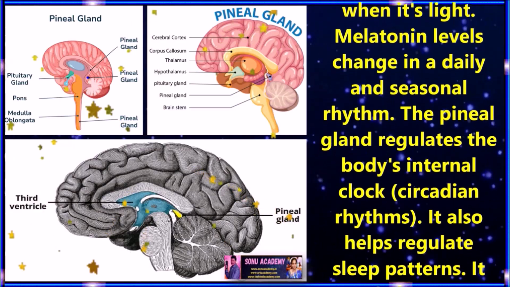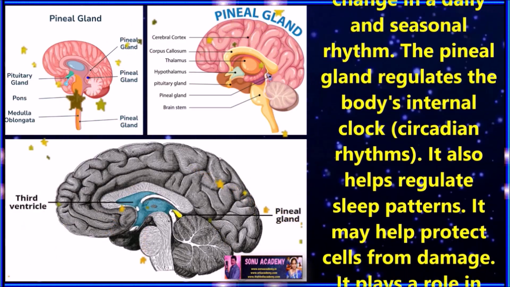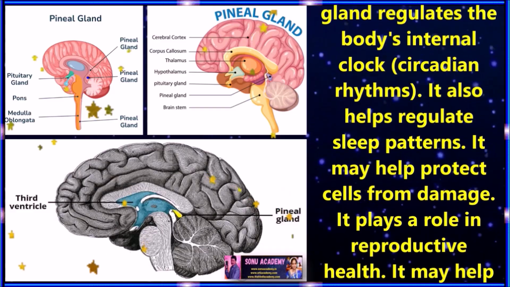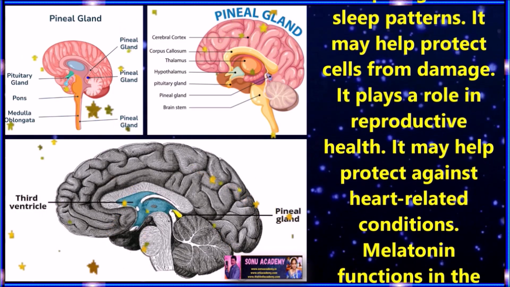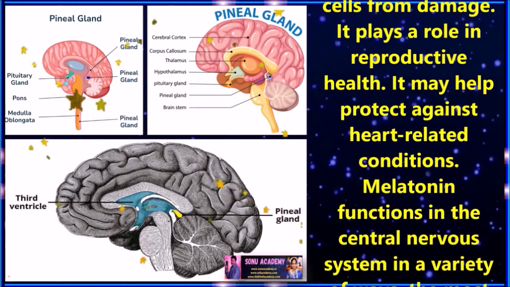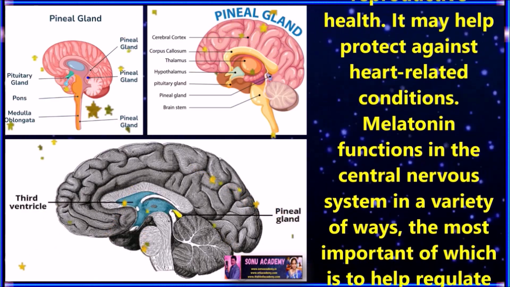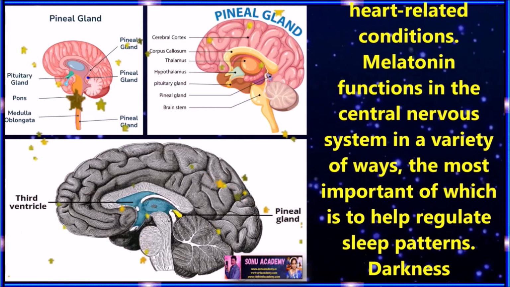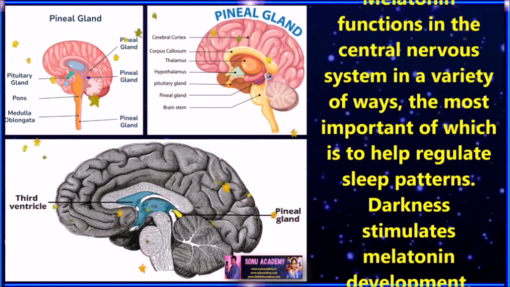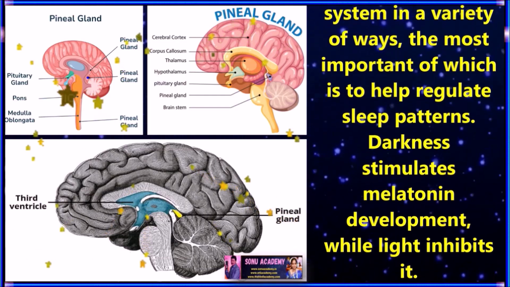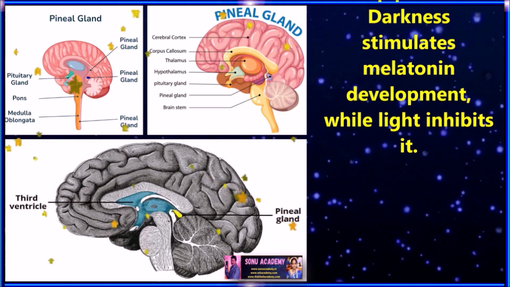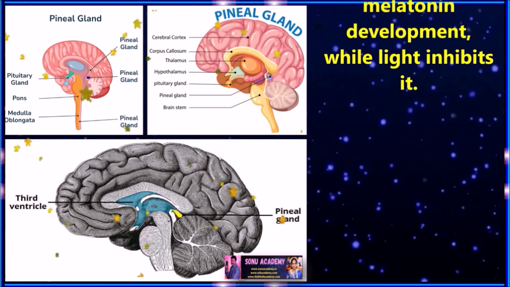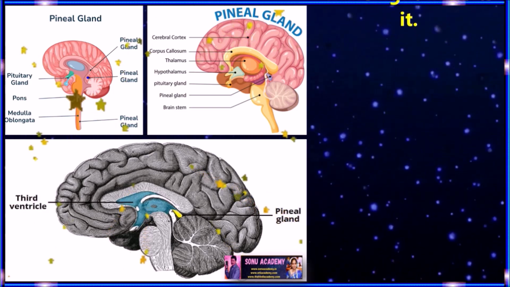The pineal gland is a neuroendocrine secretory circumventricular organ with capillaries that are largely permeable to blood solutes. Melatonin production is the pineal gland's primary role. Melatonin functions in the nervous system in a variety of ways, the most important of which is to help regulate sleep patterns. Darkness stimulates melatonin production while light inhibits it.